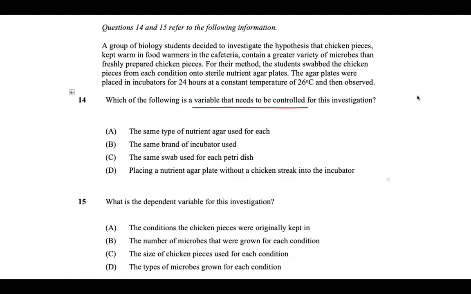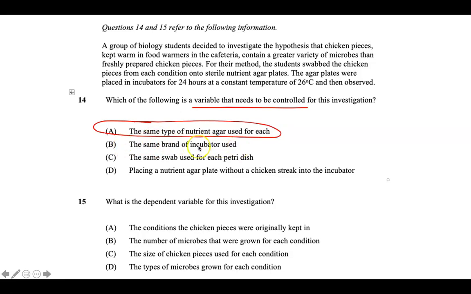So something like the same type of nutrient agar used for each, that's something we want to keep the same because we want to see which of the conditions here, which of the variables of the temperature is likely to cause more variety of microbes to form. So if we have different nutrient agars for each different plate, then we've lost any control in that experiment. And so A is going to be the answer here. Let's look at the other options though.